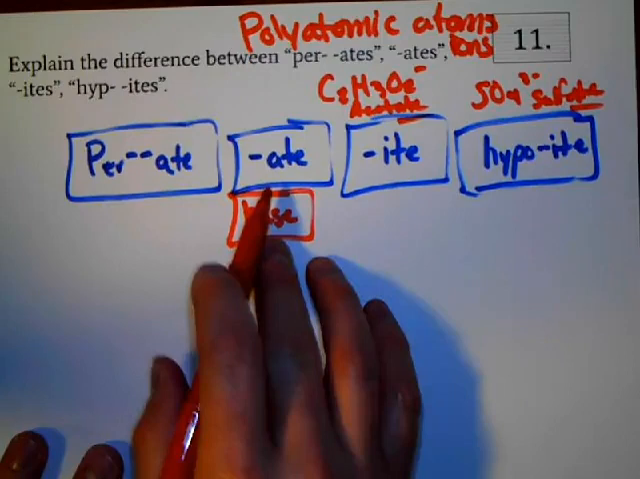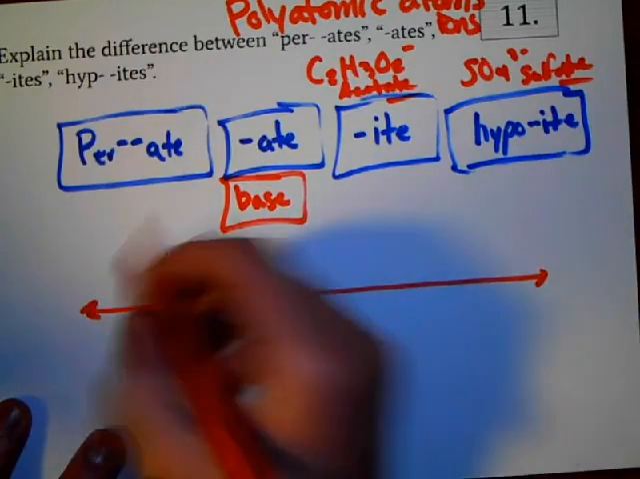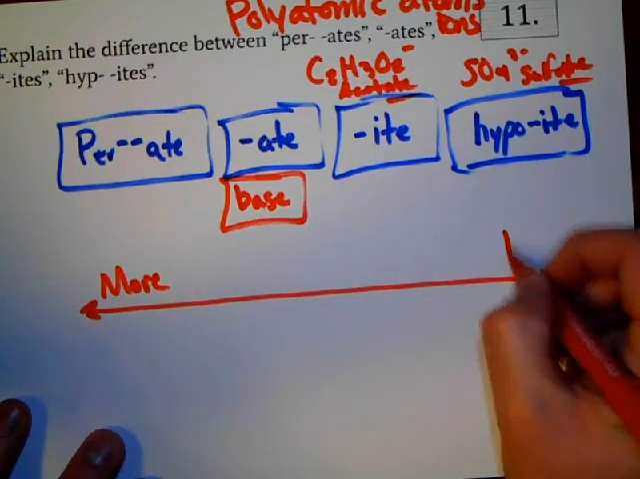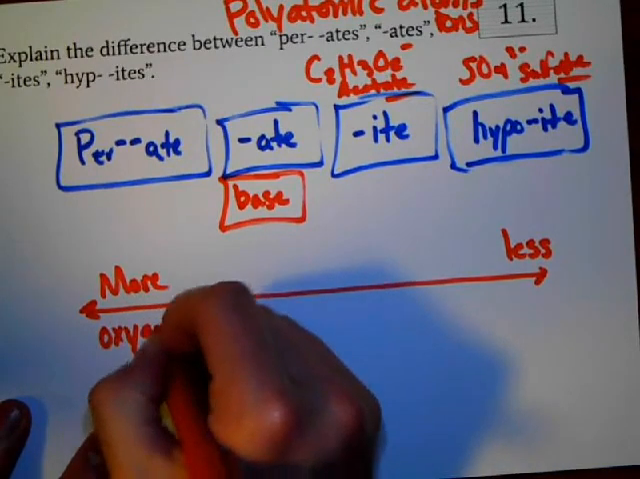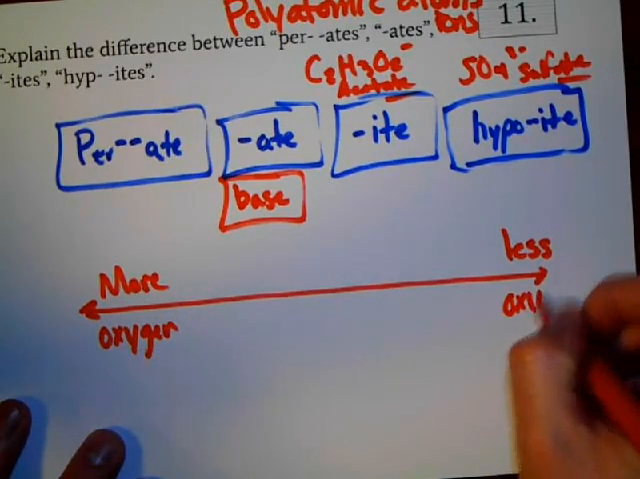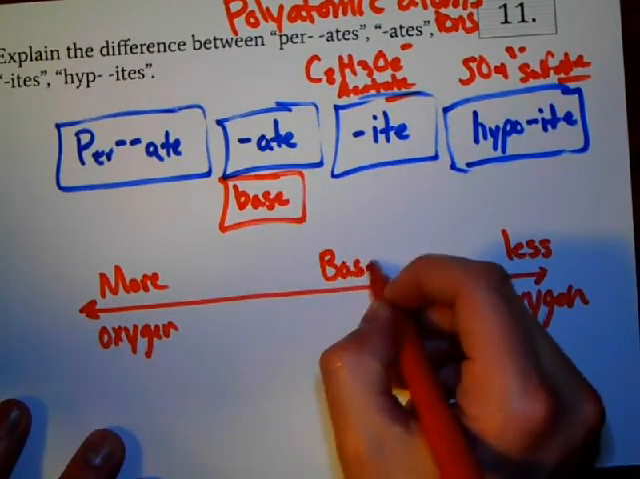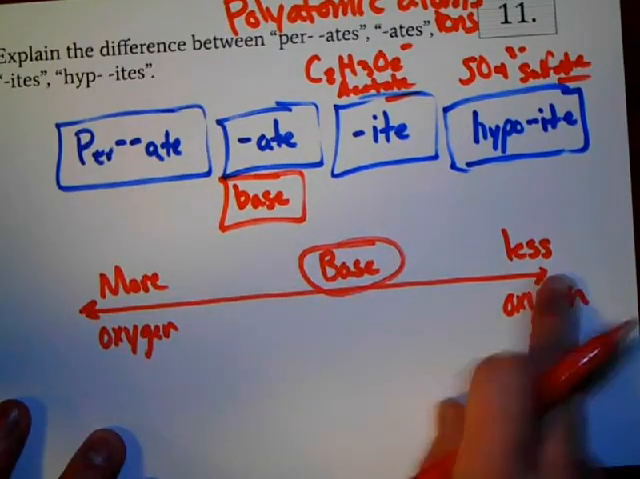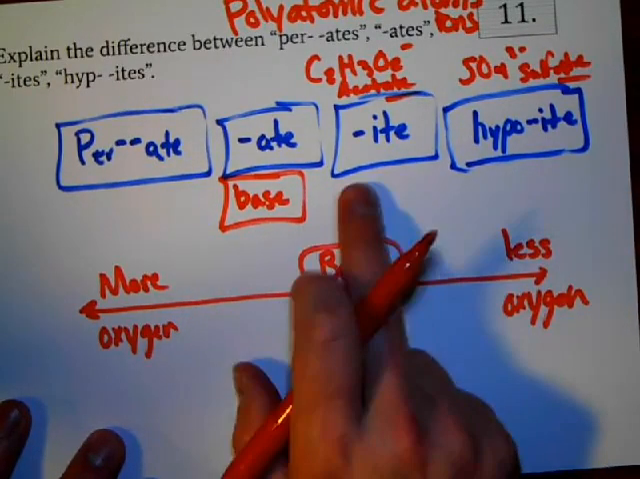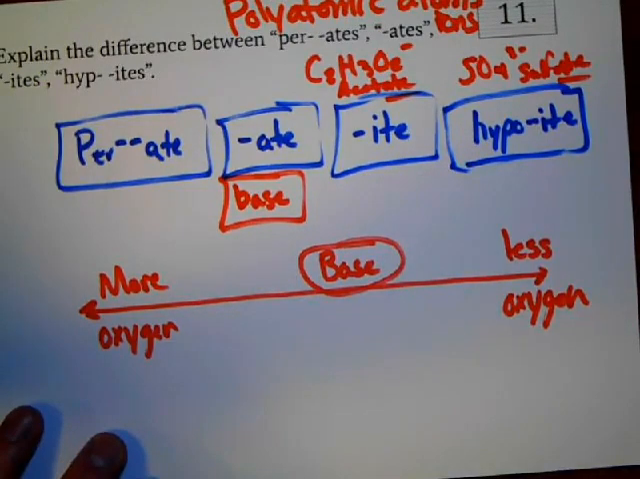To go from per-ate to ate to ite to hypoite, all we're doing is on this spectrum here, we're either adding more or less oxygen. So in the formula, if I have more oxygen than my base, then I'm going to end up being per-ate. If I have less oxygen and I move to the right of the spectrum, I'm going to be ite. If I lose 1 oxygen, if I lose 2 oxygens, it's going to be hypoite.